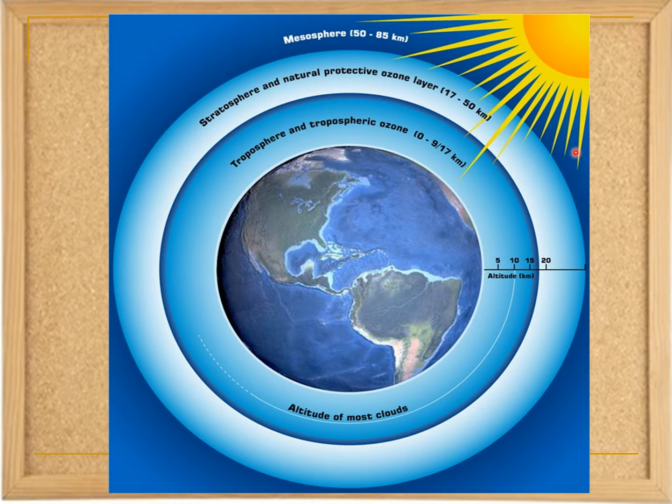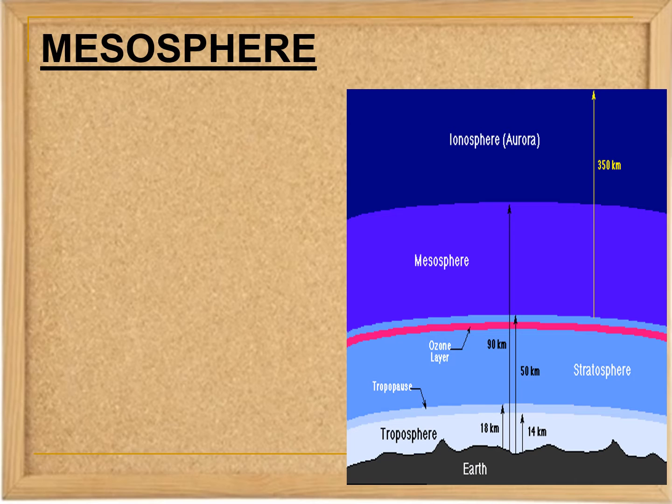So this is like the visualization of the first two layers. In your troposphere, it is here where you can find most of the clouds. And then the next layer, which is your stratosphere, we have here your natural protective ozone layer. Okay, next we have your mesosphere.